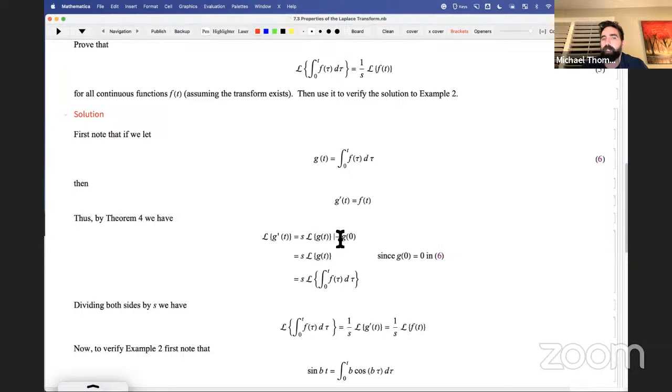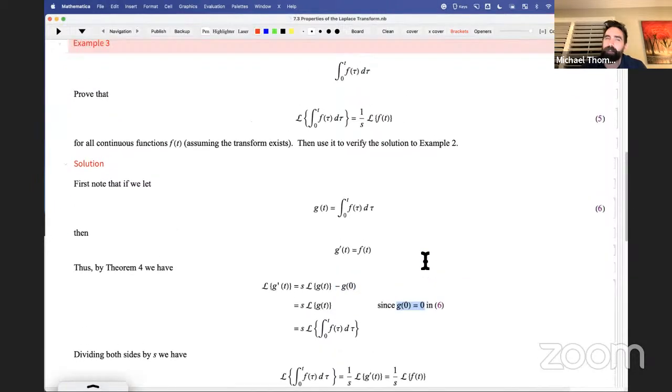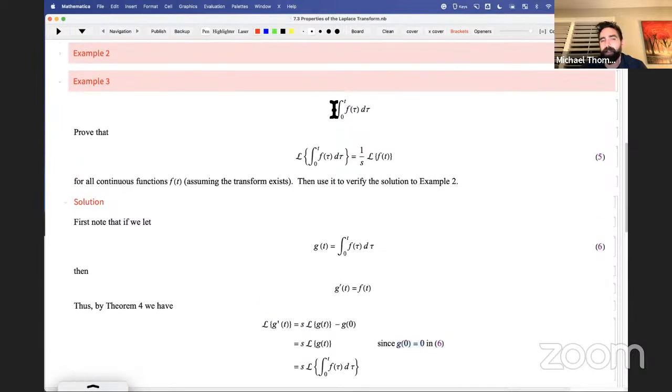Let's start with this actually, G of 0. What does G of 0 mean? Well, I claim that it's equal to 0. So if this is the G function, what happens if I plug in a 0 there for t?